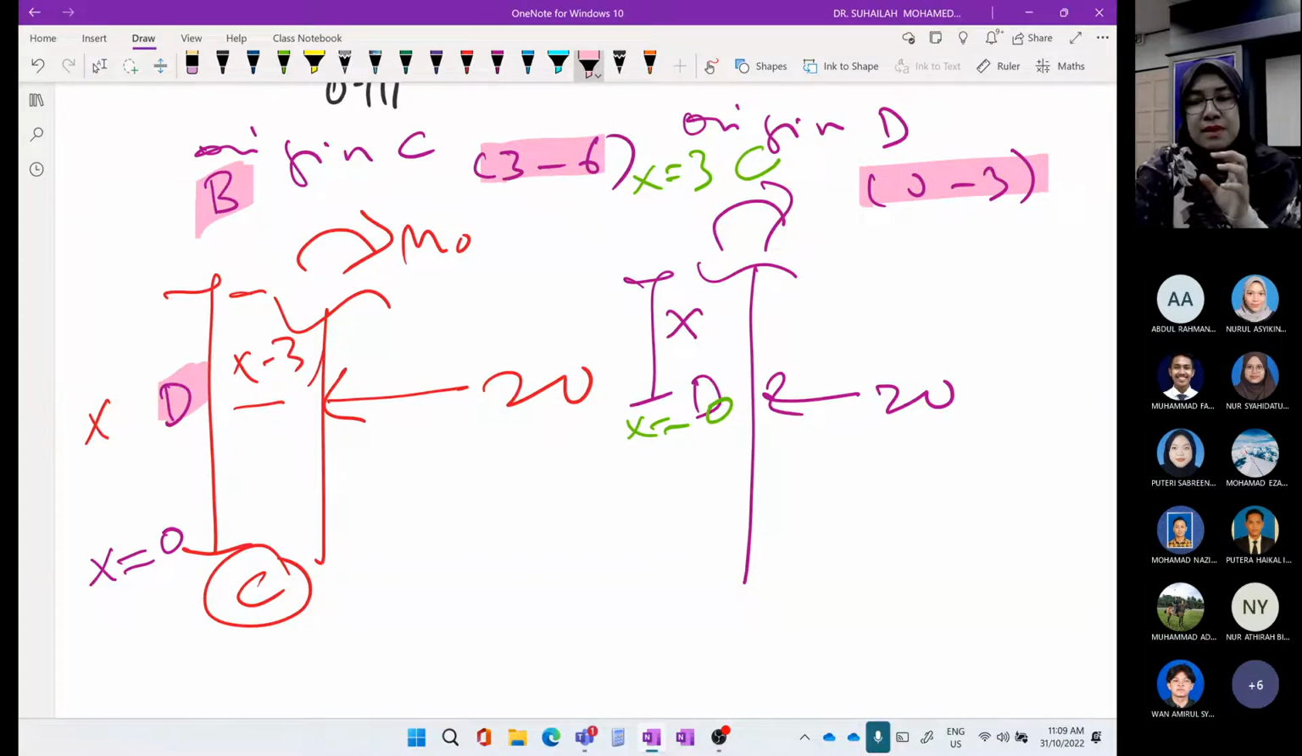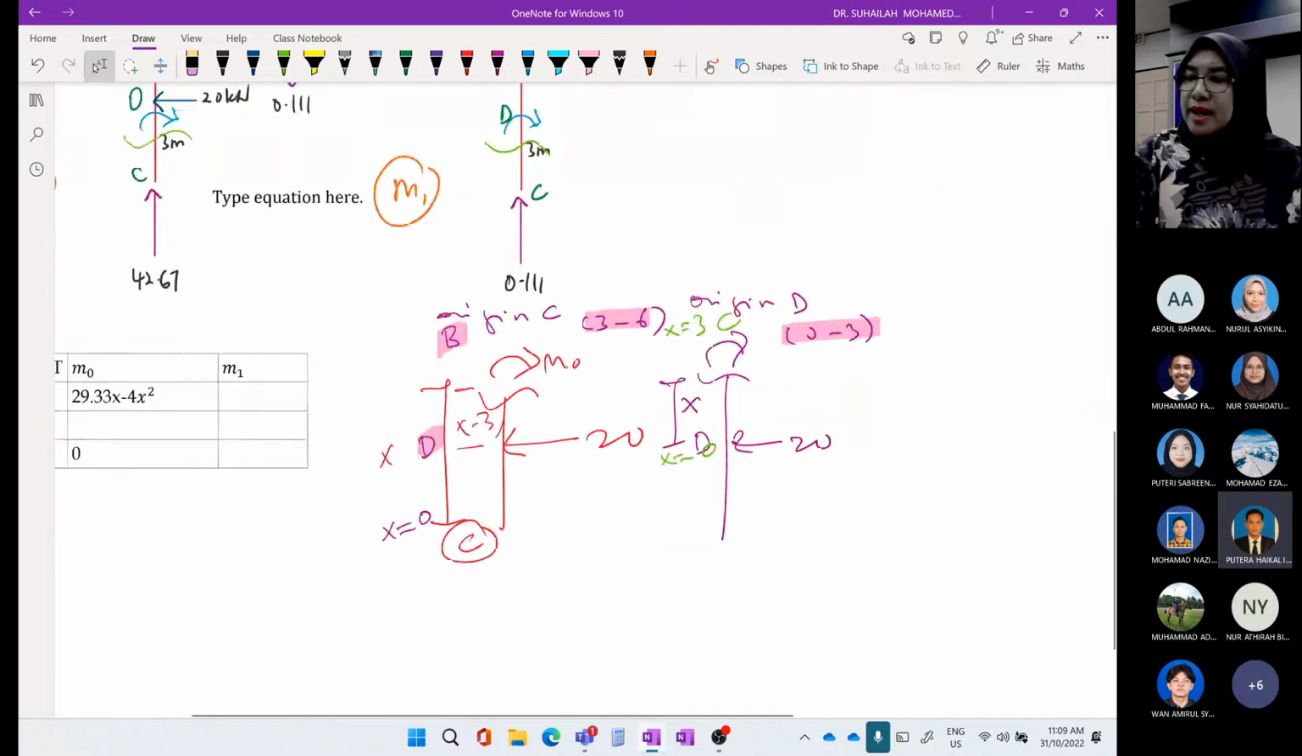Okay? Dan for me saya nampak yang lagi senang dan takkan confuse adalah bila kita pilih origin. Origin tu kalau B dengan D, B atau D jadi origin. Kan? Kalau macam ni B dengan D, tapi C origin ni kan C tu bukan B bukan D. Dan X tu akan start from origin yang kita pilih tu. Okay? Yang online faham ke?